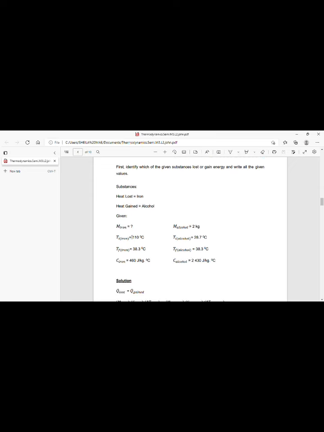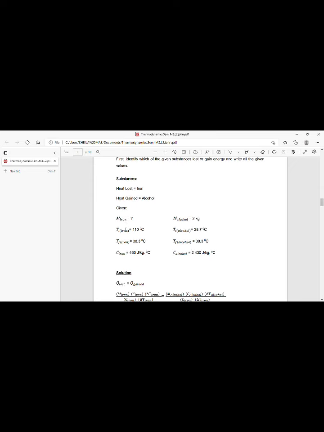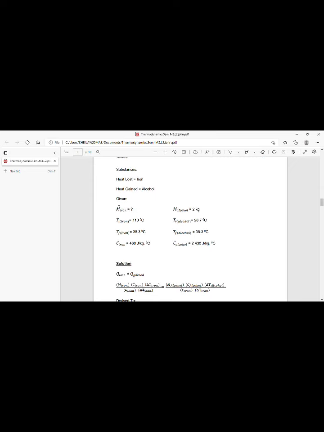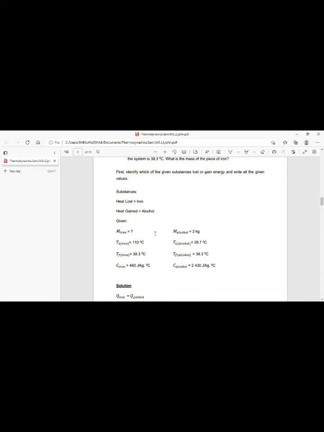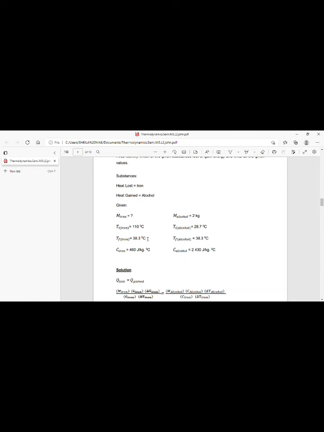The given mass, the mass of iron, is our missing piece, so we are going to find it. The initial temperature of the iron is 110 degrees Celsius, as you can see in our problem. The final temperature of the iron is 38.3 degrees Celsius. And the specific heat of the iron is 460 joules per kilogram degrees Celsius.